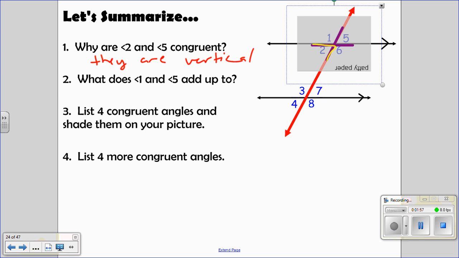Question 2. What does angle 1 and angle 5 add up to? Well, angle 1 and angle 5 are adjacent, and together they form a line. So that means they are supplementary. In other words, they will add up to 180 degrees.